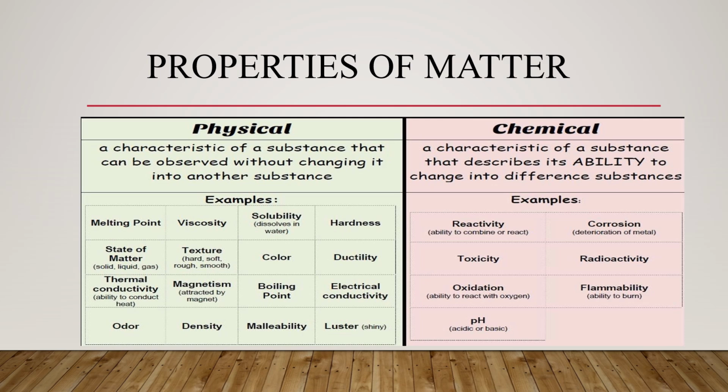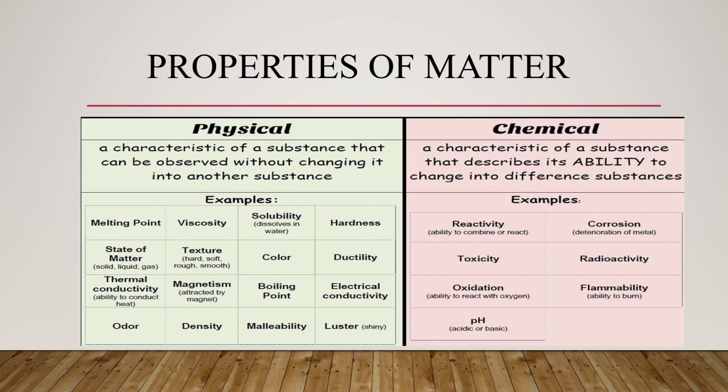What is physical property? A characteristic of a substance that can be observed without changing it into another substance is called a physical property. Some examples of physical properties are melting point, viscosity, solubility, hardness, states of matter, texture, color, thermal conductivity, boiling point, odor, density, and luster.